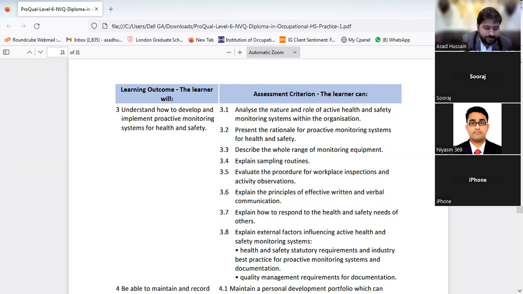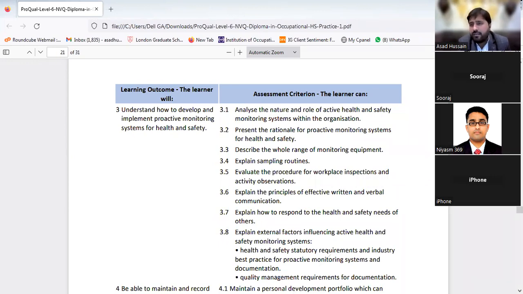Okay, now moving forward to 3.5: evaluate the procedures for workplace inspections and activity observations. Here you have to explain what I have told you earlier. You have to explain your workplace and the procedures you are using with regard to workplace inspections or monitoring techniques, and what are the positives and negatives of that.